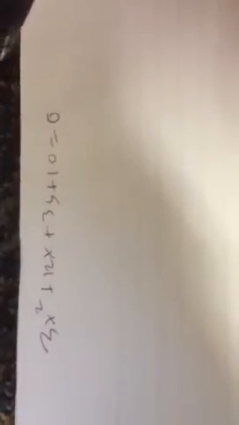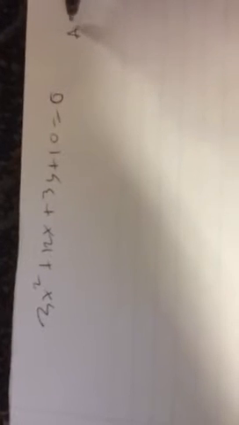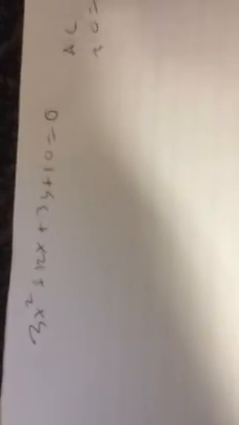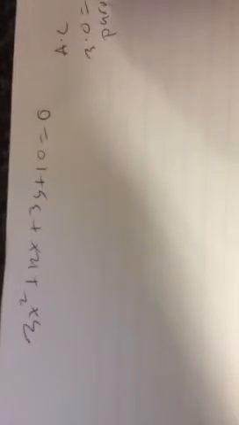Okay, so we're going to be doing the problem 3x squared plus 12x plus 3y plus 10 equals 0. The first thing you're going to want to do is find out what it is. So you do a times c, which in this case is 3 times 0, and that equals 0, therefore it is a parabola.